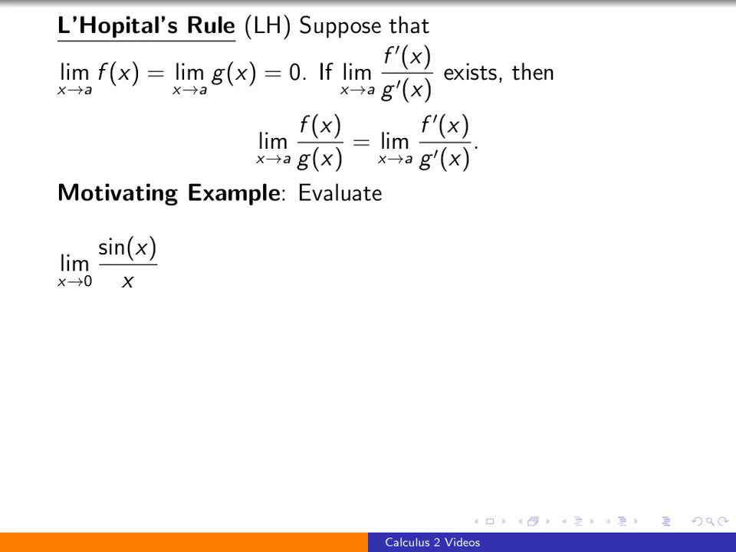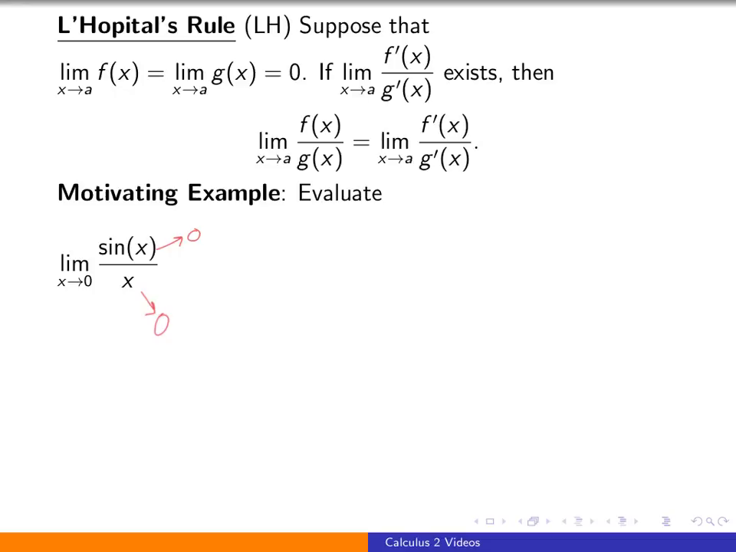So L'Hopital's rule, at least the first version of it, tells us the following. If we are evaluating the limit as x approaches a of a function f over a function g, and they both have a limit of 0. Think, for example, in this limit below, the limit as x approaches 0 of sine x is 0, the limit as x approaches 0 of x is equal to 0. Then as long as the limit as x approaches a of f prime over g prime exists, we can use that to replace the limit as x approaches a of f over g.